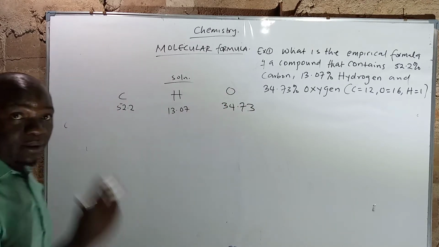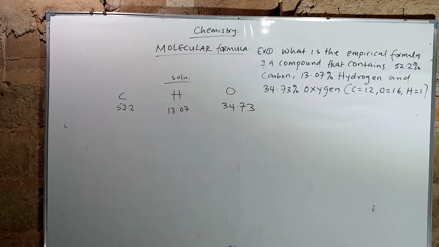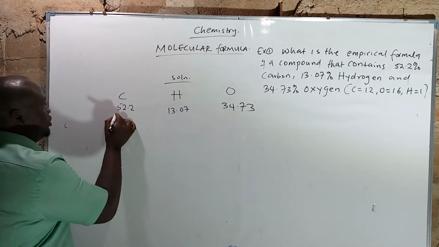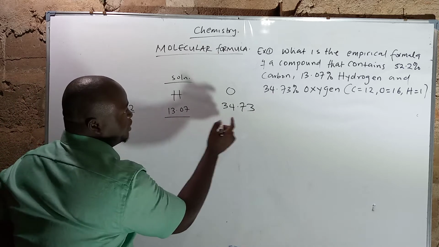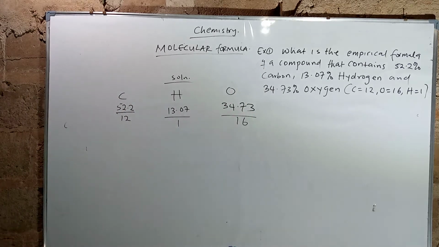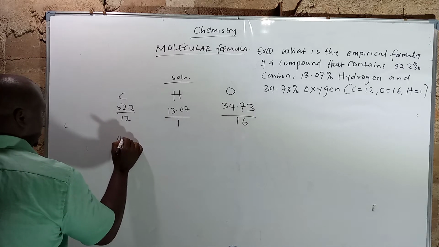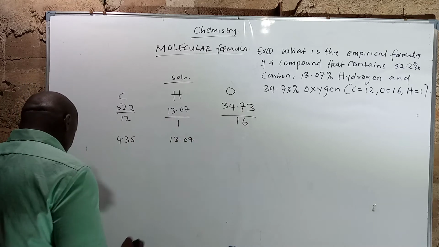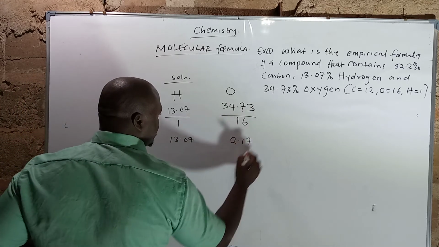Can you see it? Now, the next thing for you to do is to divide by the atomic mass of the element. This is the atomic mass of the element, already given. So you divide this by 12, the atomic mass of hydrogen is 1, and you divide the oxygen by 16. Now, when you divide, this will give you 4.35, this will give you 13.07, and this will give you 2.17.